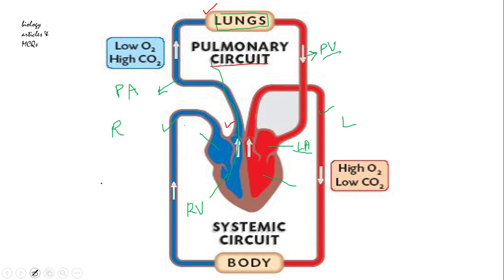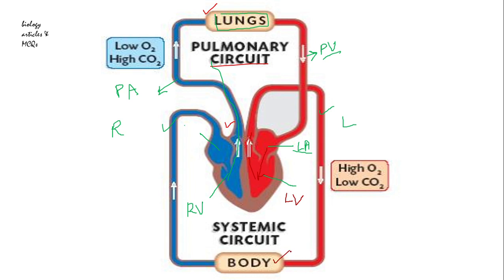So here we are going to start the systemic circulation. The systemic circulation will start from the left atrium, where the blood now is. From here it will pass towards the left ventricle. This is oxygenated blood that is now in the left ventricle. From the left ventricle, the blood will now move towards the rest of the body.